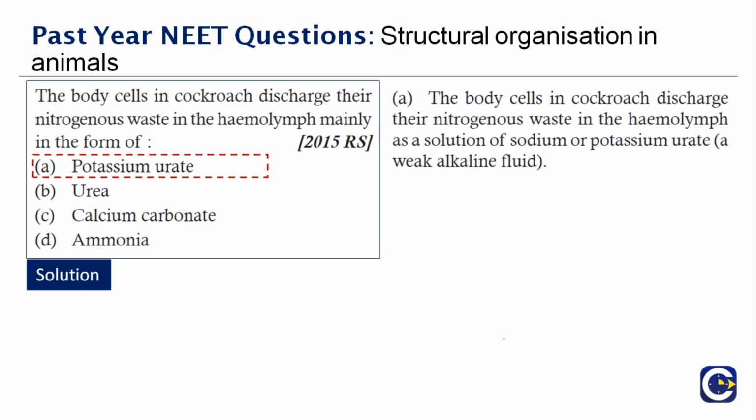Easy question only, because you all know calcium, urea, they are all more attached to the mammals. While the answer should be between ammonia or potassium urate. But apart from that, the correct answer will be potassium urate or sodium. So these are the two elements which will be eliminated or discharged from the cockroach. Okay, and the waste is from the hemolymph.